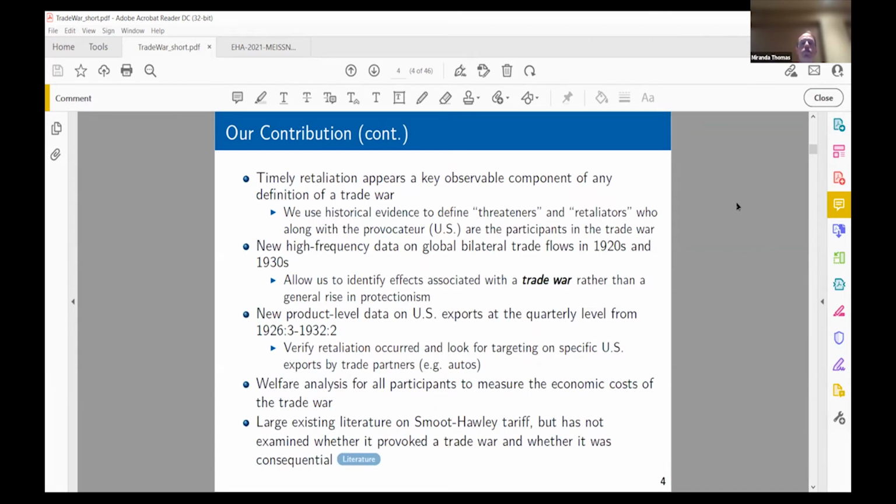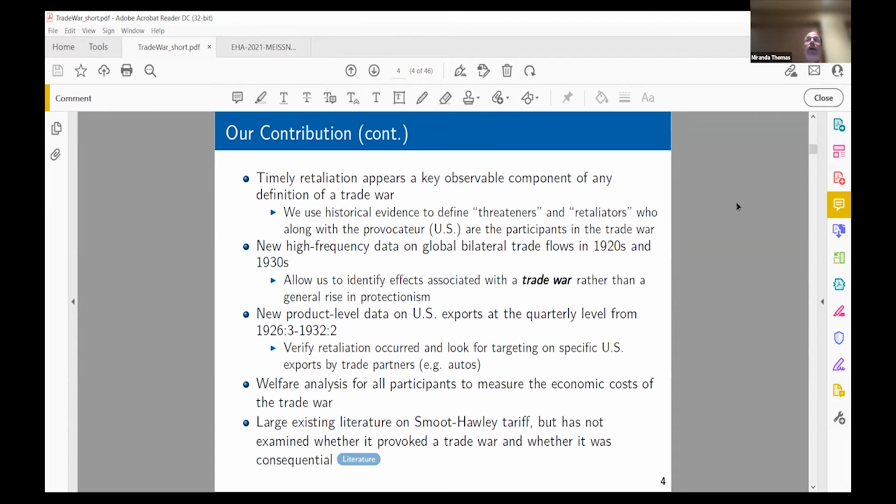If you look across the literature, the key component of a trade war is timely retaliation. And so we want to try to come up with a way to think about how we could observe that component of the definition of a trade war. And what we do is we have two different definitions that we're going to focus on, and then the combination of those two. One we're going to define as threateners, and the other one we're going to define as retaliators.